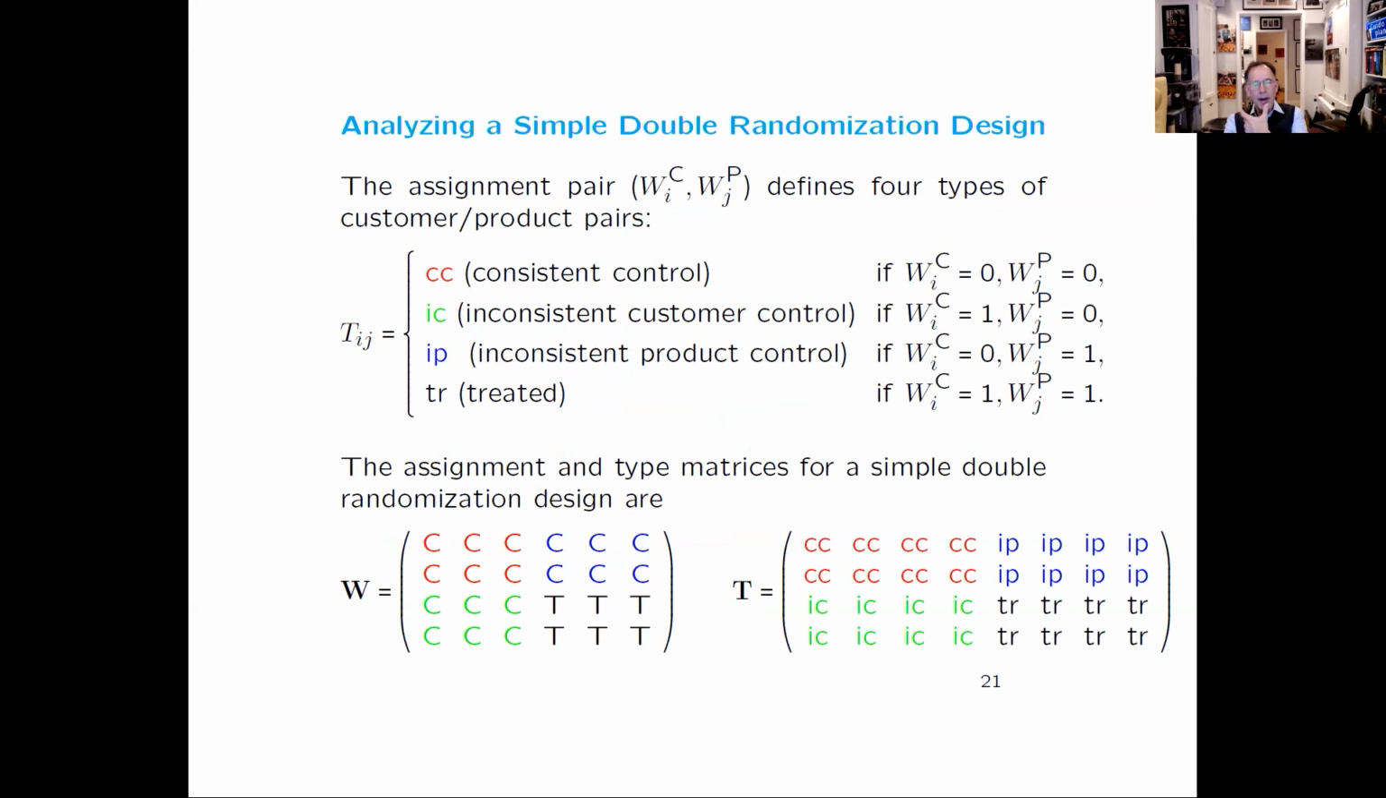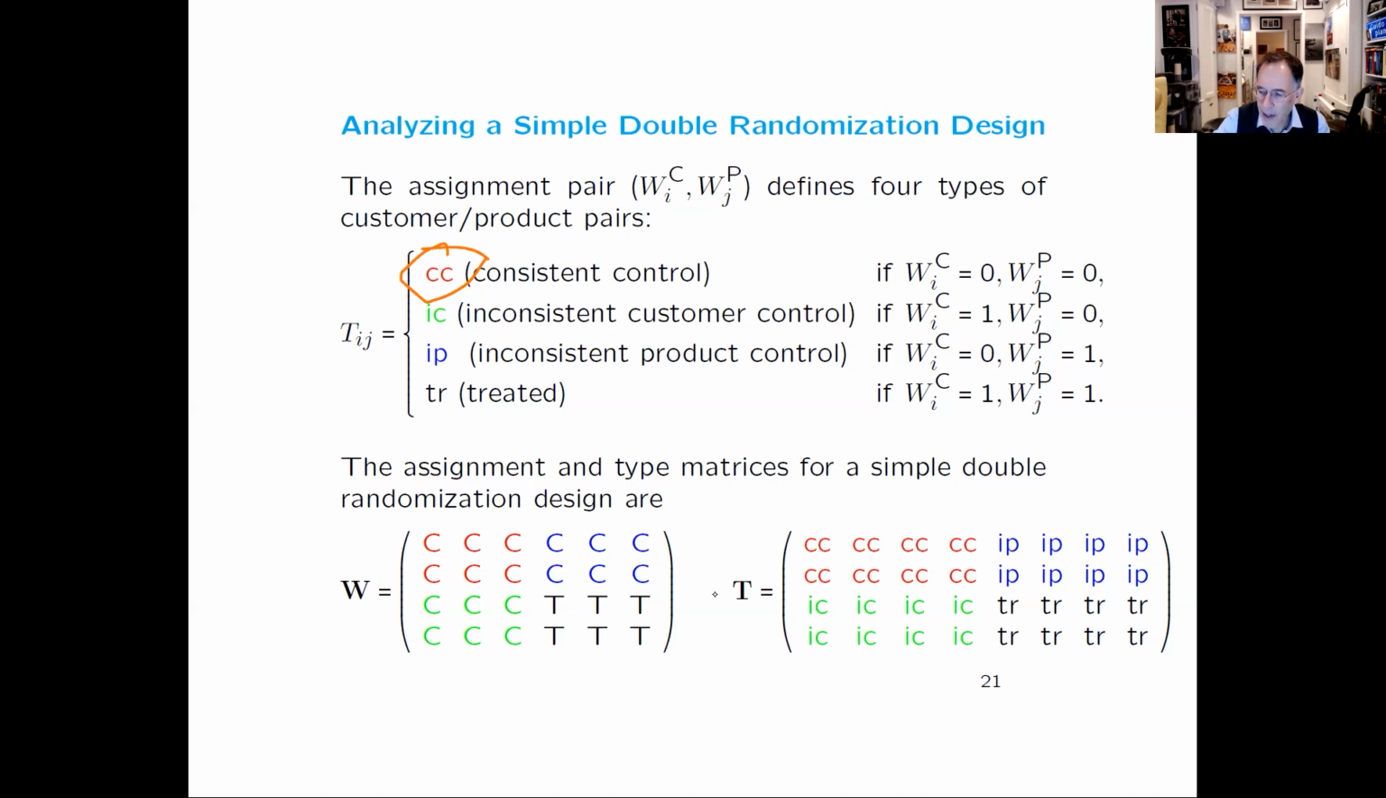The red C's we refer to as consistent controls. These are pairs of customers and products where the customers are always in the control group, also for other products, and the products are always in the control group, also for other products. Those are the consistent controls.